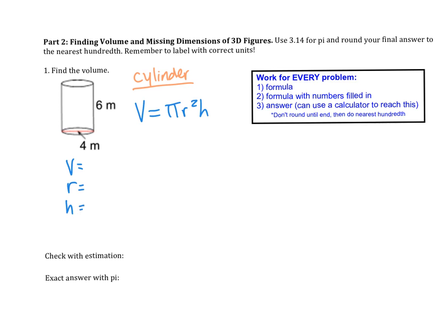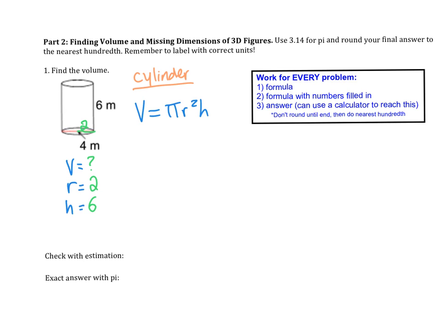I'm going to fill in what I know. I don't know the volume. I know that the diameter is 4 because this red line goes all the way across. That makes my radius halfway across, and that's 2. And my height is given, and that's 6. I will now fill that into the formula.